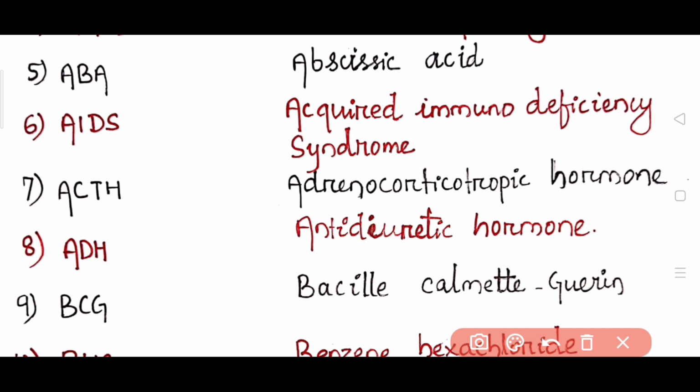Then ABA. The full form of ABA is abscisic acid. This abscisic acid is a plant hormone. It helps in the plant's developmental process including seed and bud dormancy, and also it controls the stomatal closure.